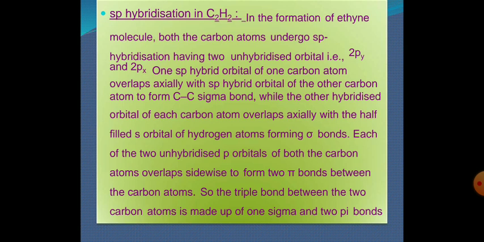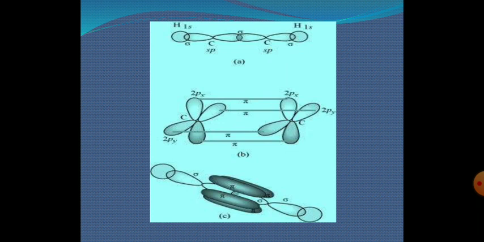Now, one sp hybrid orbital of one carbon atom overlaps axially with an sp hybrid orbital of the other carbon atom to form a carbon-carbon sigma bond, while the other hybridized orbital of each carbon atom overlaps axially with the half-filled s orbital of a hydrogen atom, forming sigma bonds. That formation we are now going to look at in this figure.